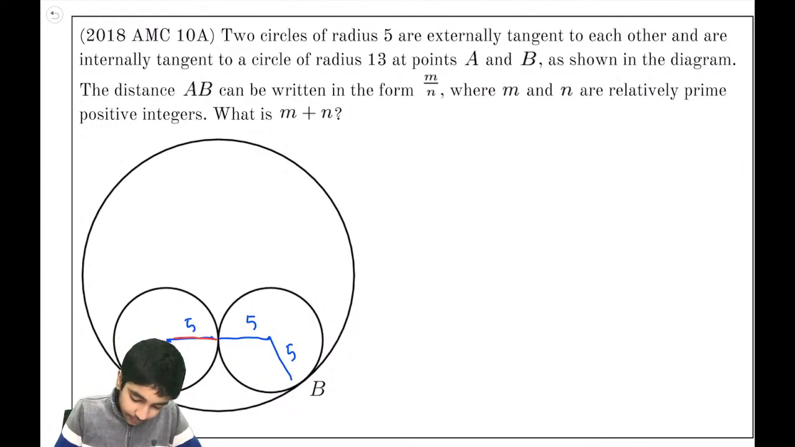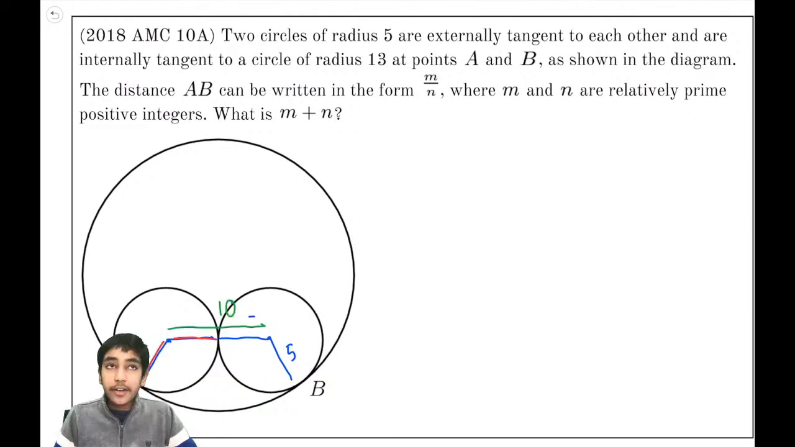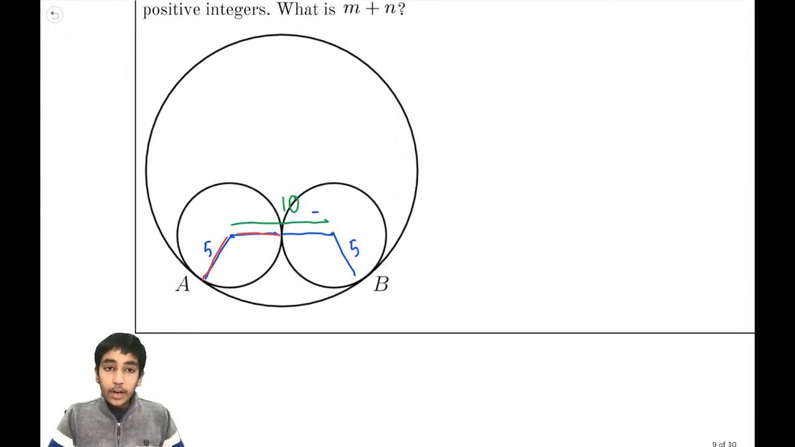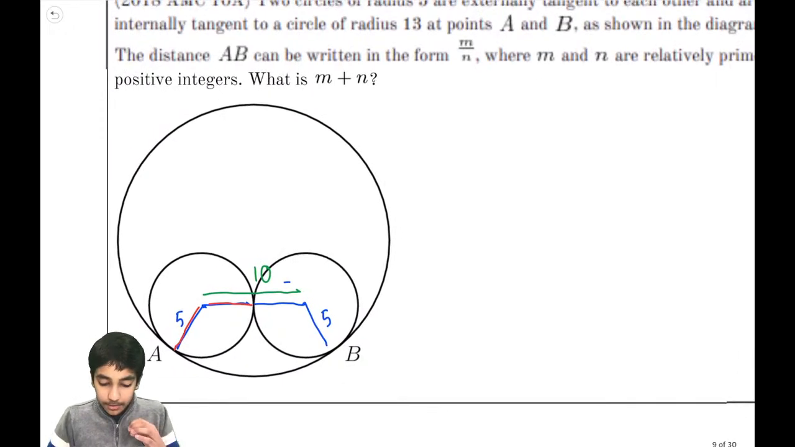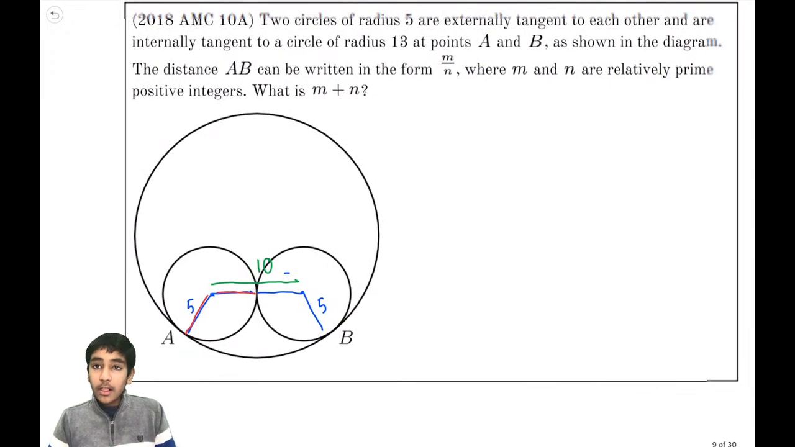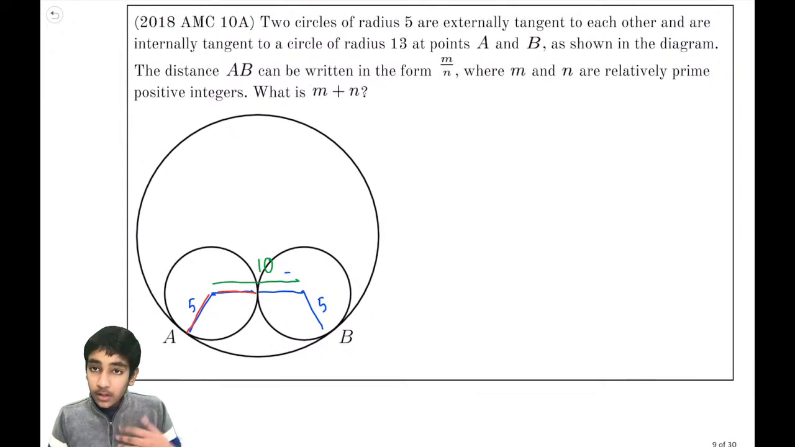Now we know that this whole length here is 10. This green length is 10. Okay, so if this green length is 10, what else do we know? Well, what other information have we not used in the problem? Again, a key strategy in these types of problems: look for the information you haven't used. Great problem solving technique. When you're stuck, look at the information you haven't used.